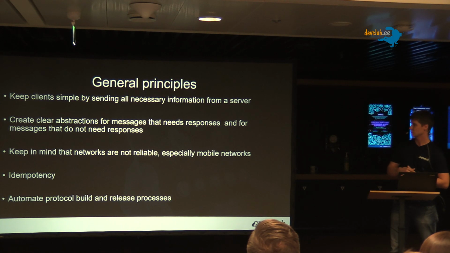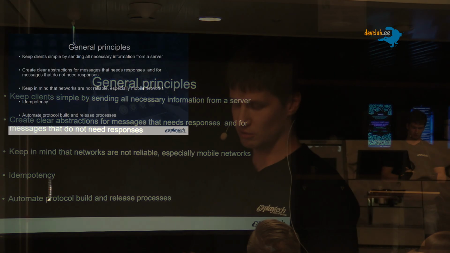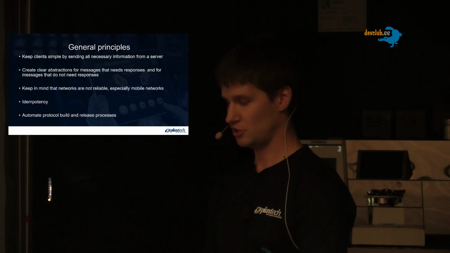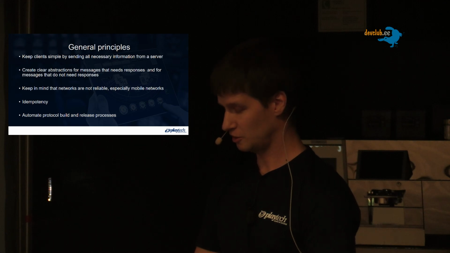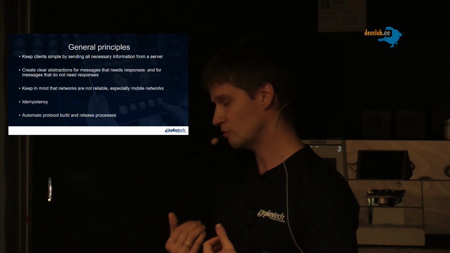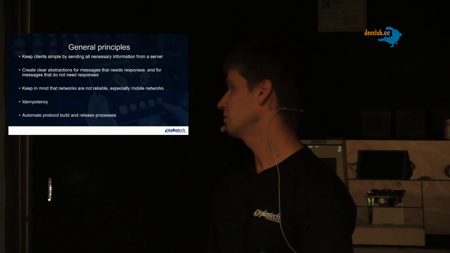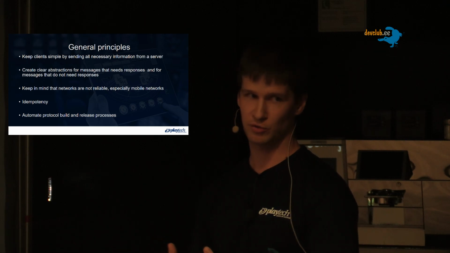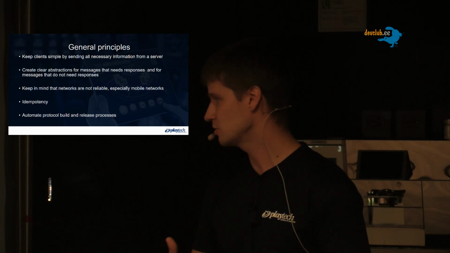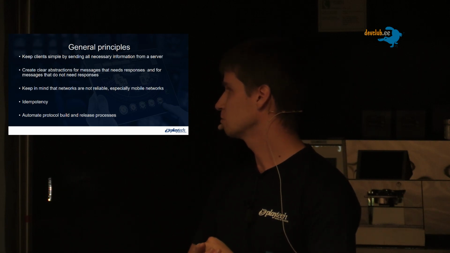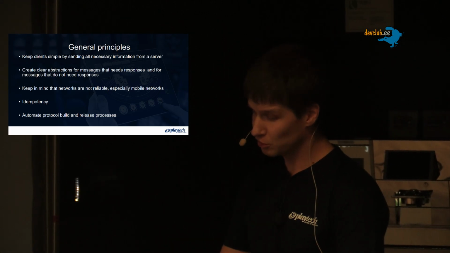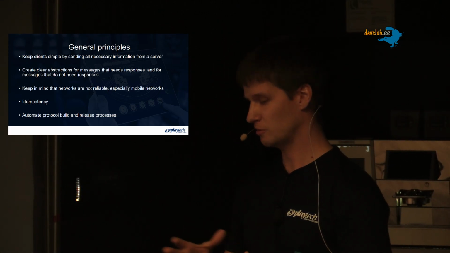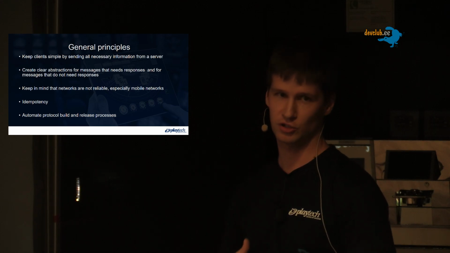Create clear abstractions for messages that need responses and for messages that don't need responses. So, as a rule, all the messages, requests will need a response, even if it's empty. But there may be situations when, let's say, a server needs to push something to the client and doesn't need a response from the client, because networks are unreliable, you don't know, maybe the message didn't arrive. In this case, create a separate abstraction and call it notification, for example. Then you know that whatever message is called notification will not require a response.